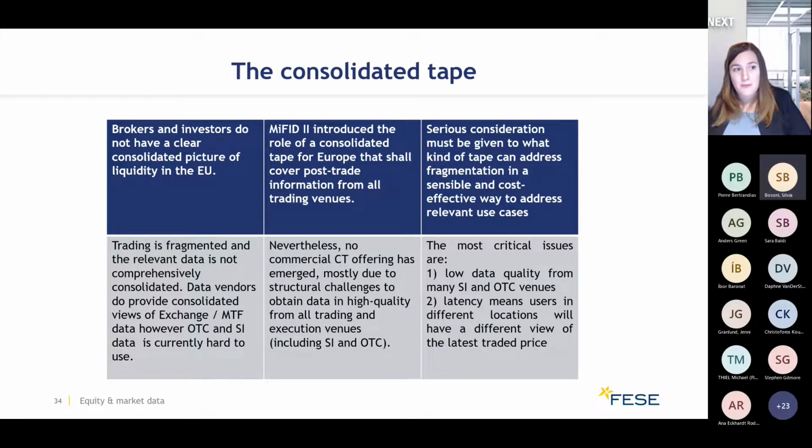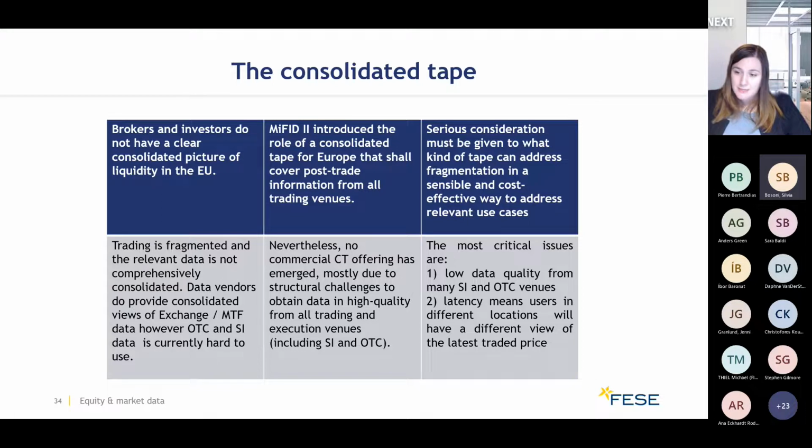So in terms of what MiFID II did: originally MiFID II already introduced a consolidated tape. That means that it said it needs to cover post-trade data from all venues. However, no commercial offering for a consolidated tape emerged. So we're now a couple of years further, and there is no consolidated tape. One of the reasons was that structural challenge to aggregate all the data while the data quality was bad. And that's something that definitely needed to be addressed.